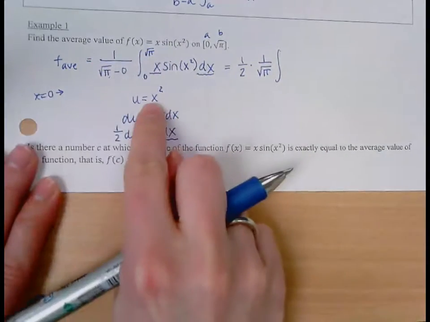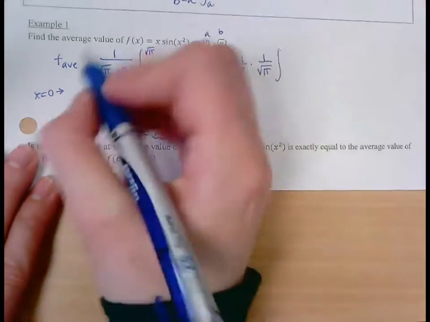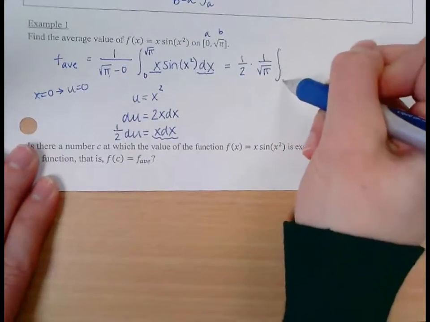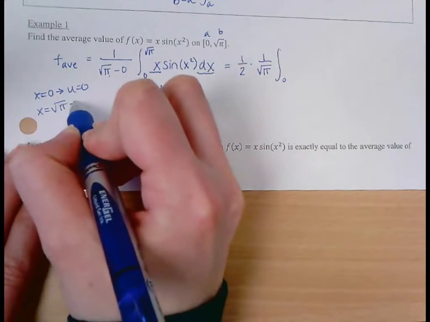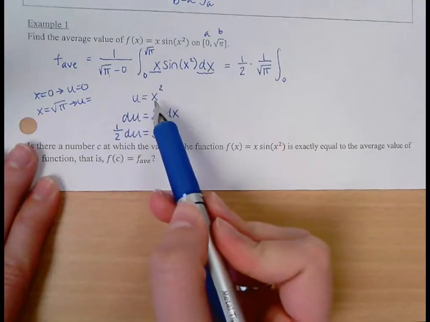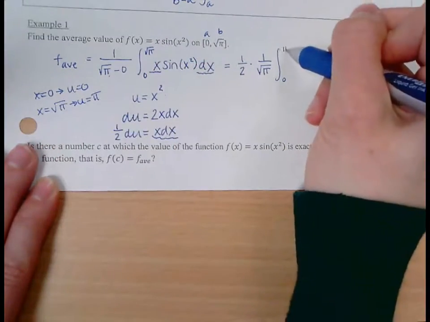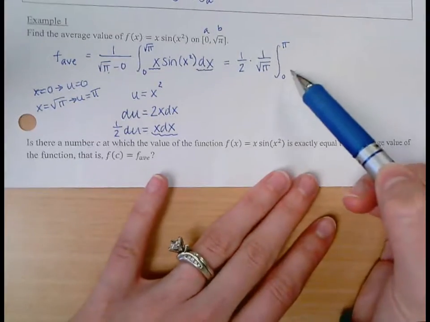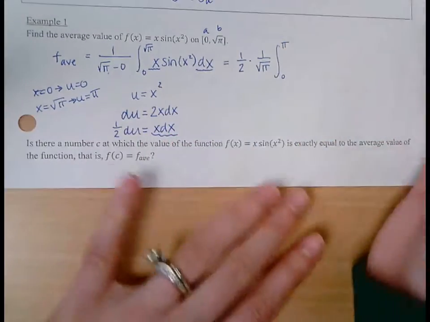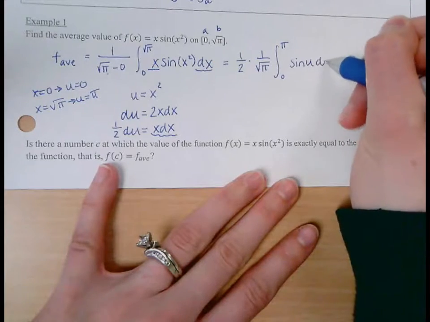So if x is 0, you just substitute it into your u here, then u would be 0 squared, so u is also 0. And then if x is the square root of pi, u is the square root of pi squared, so u is just pi. But now I can leave everything in terms of u. I never have to change it back to x. So then I have 0 to pi. My integral just becomes sine of u, and then du.